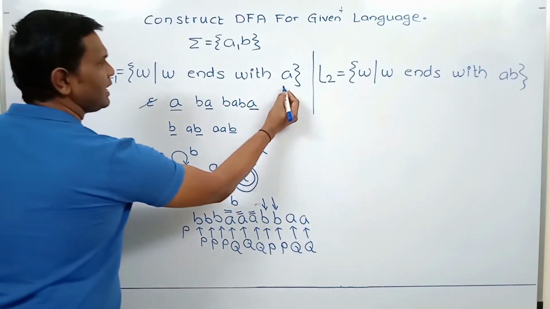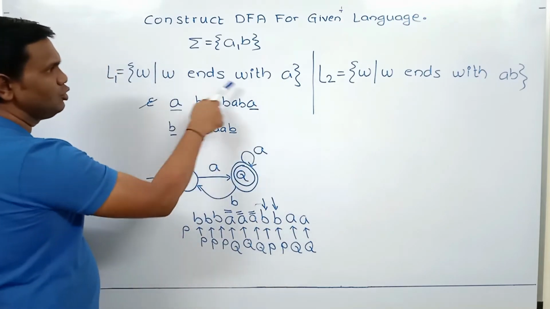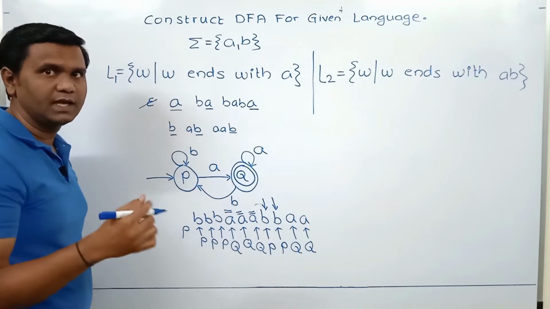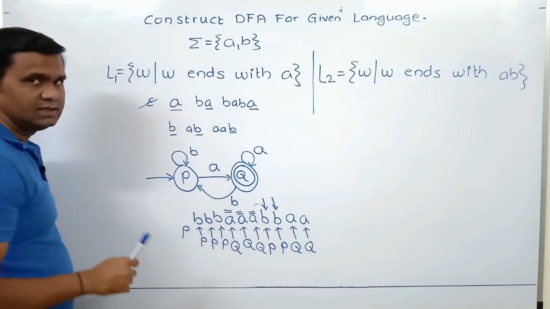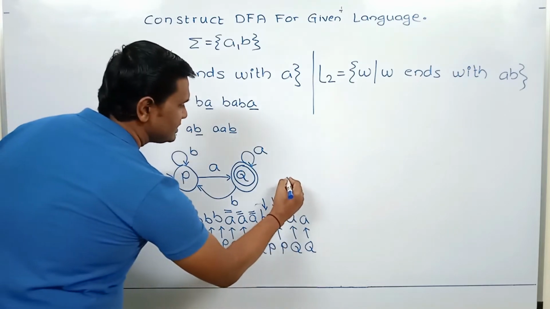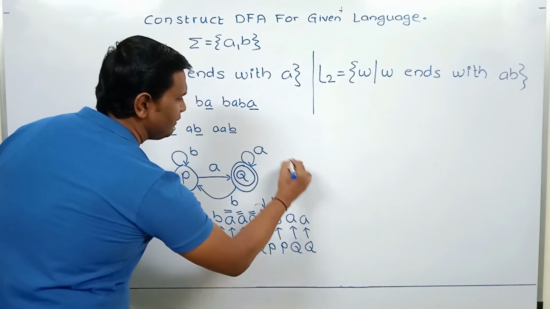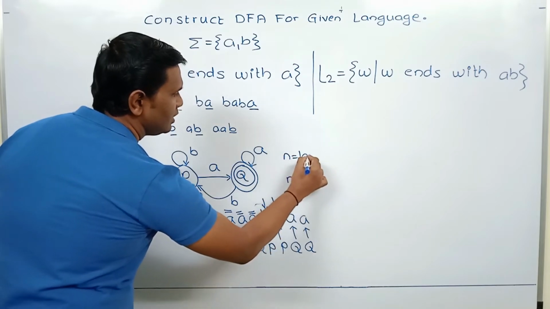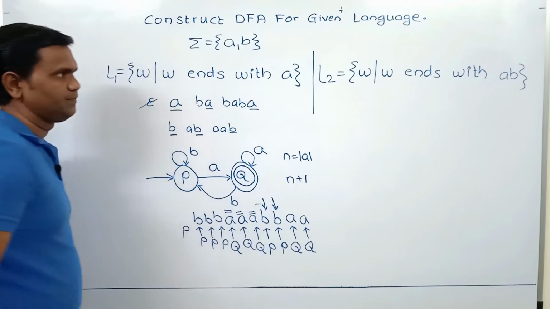Here the condition is W ends with A, length of A is 1, number of states is 2, so number of states is n plus 1, where n equals the length of A, which is 1.